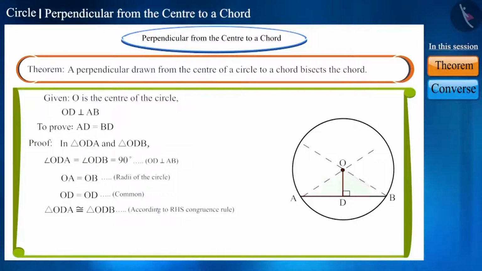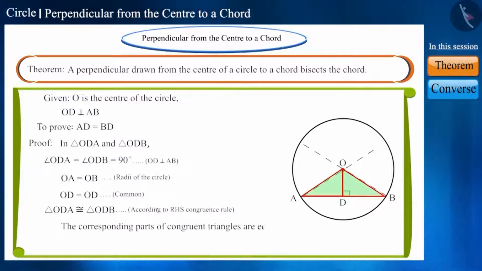We know that corresponding parts of congruent triangles are equal. Therefore, the corresponding sides of these triangles, side DA and side DB, will be equal. That means AD is equal to BD. Thus, we prove that a perpendicular from the center of the circle to a chord bisects the chord.